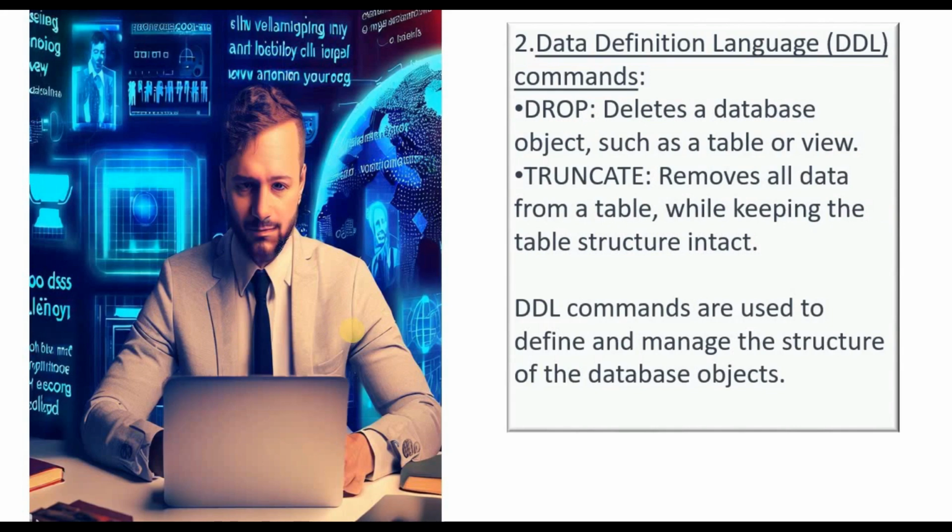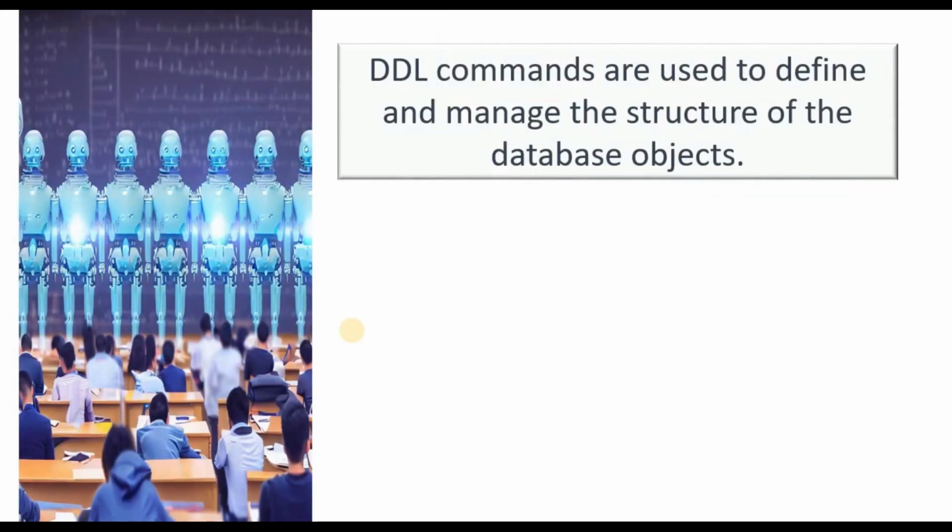Next is the drop command, which we use in DDL, and which is used to delete a database object such as a table or view. Then truncate removes all data from a table while keeping the table structure intact. So it will remove only the data, and the structure of the table will not change. DDL commands are used to define and manage the structure of database objects.